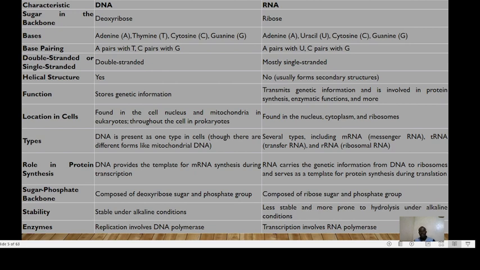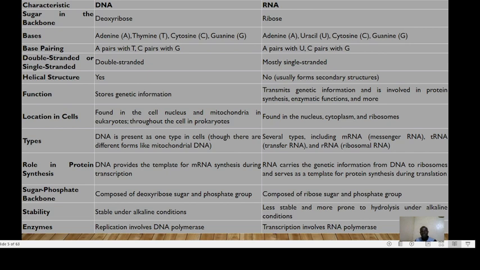But when you look at the RNA, we have several types, including messenger RNA, transfer RNA, and ribosomal RNA. In terms of role in protein synthesis, the DNA provides a template for messenger RNA synthesis during transcription, whereas RNA carries this genetic information from the DNA to the ribosomes and serves as a template for protein synthesis during translation.